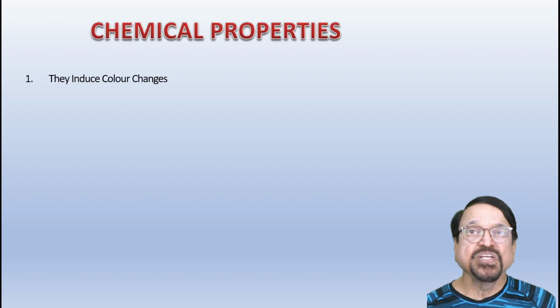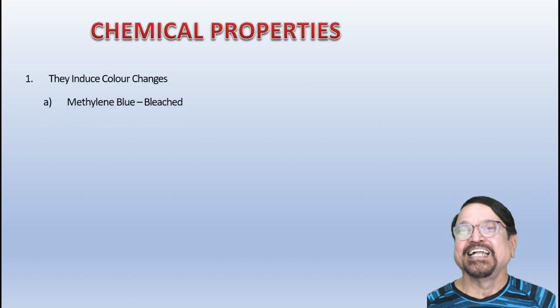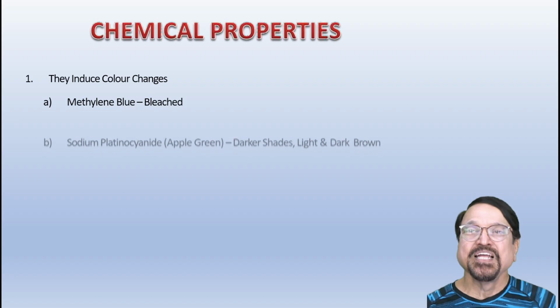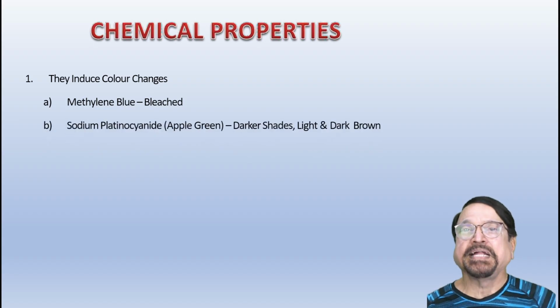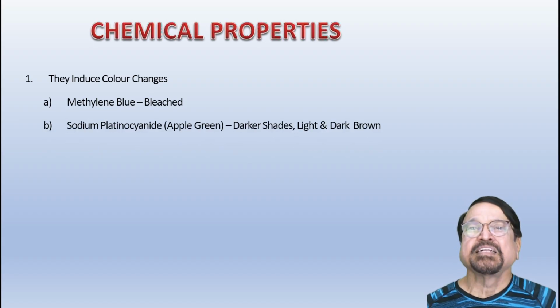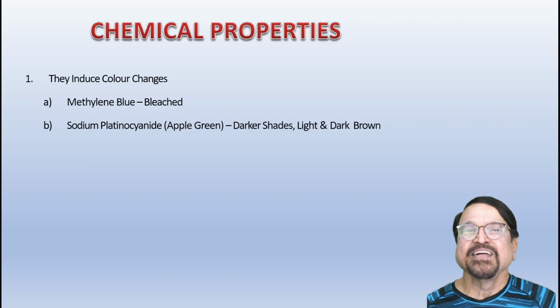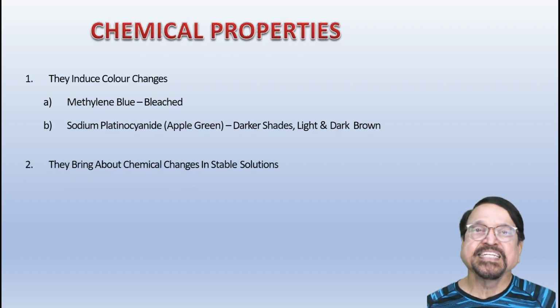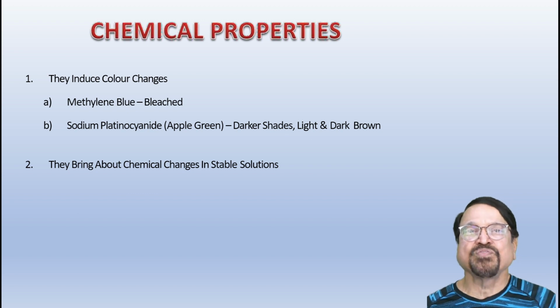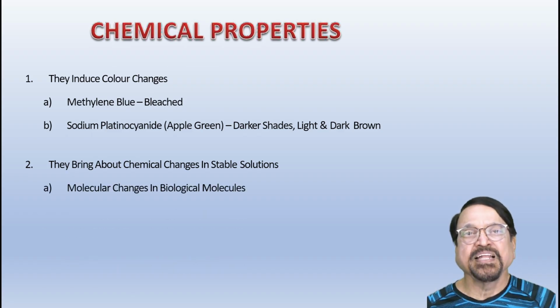They can induce color change. Interesting. Methylene blue can be bleached. Then sodium platinocyanide, or apple green, can become darker in shade. Then it can also become light or dark, that is, the change in green to different shades of darkness of the green or brown. They bring about chemical changes in a stable solution.